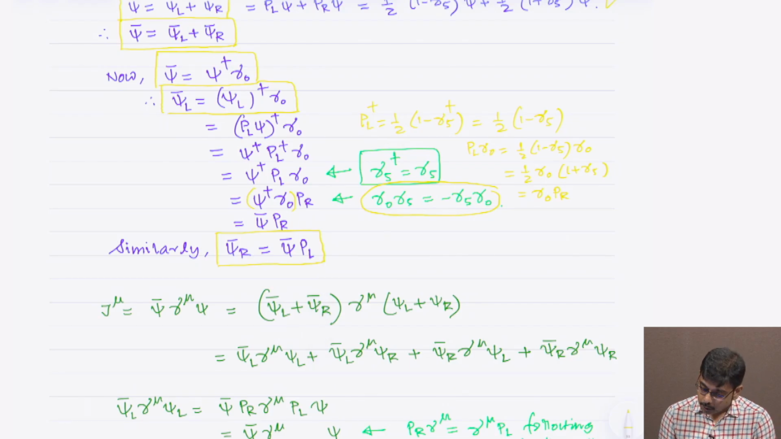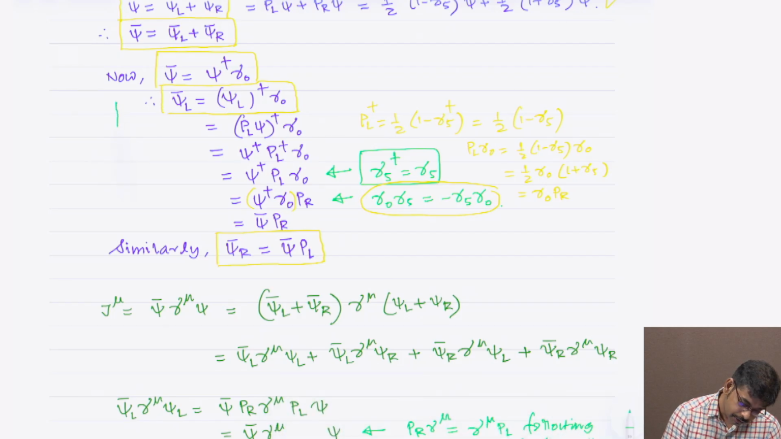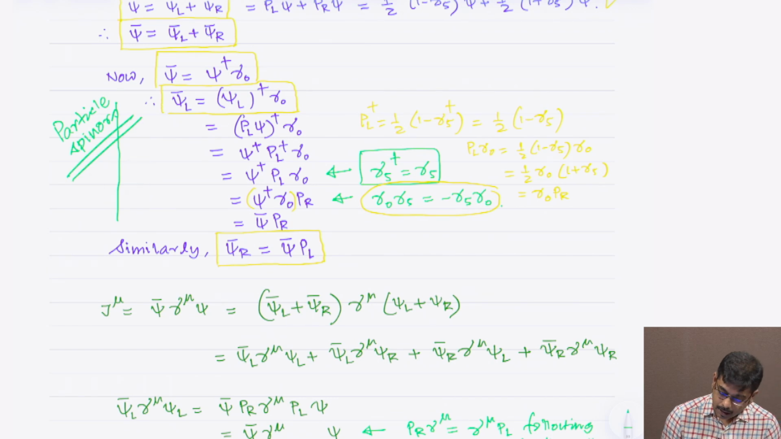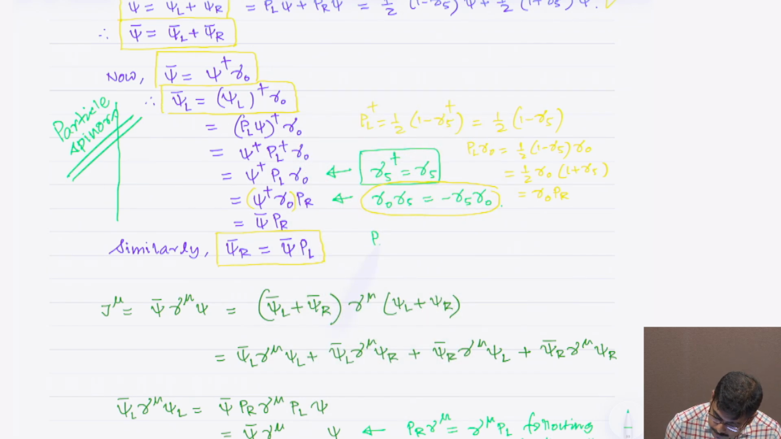But remember, this whole exercise that we have done here is actually for the particle spinor. For antiparticle spinor, the definitions are a little different. This is actually applicable for particle spinors. So, for antiparticle spinors, please do the same exercise.